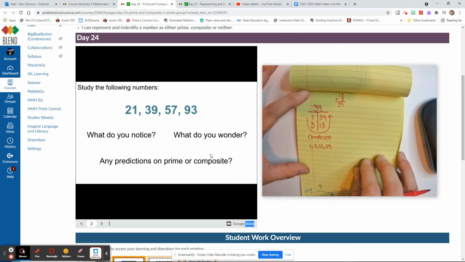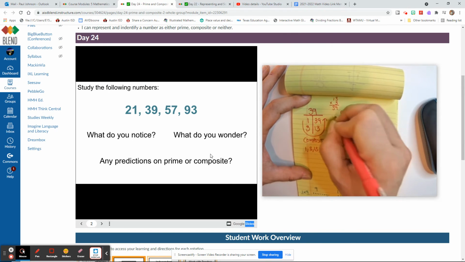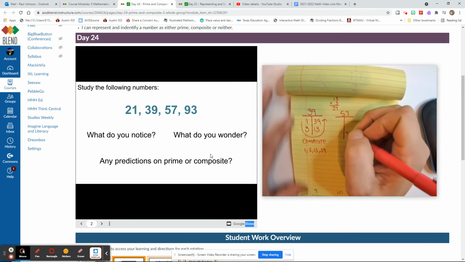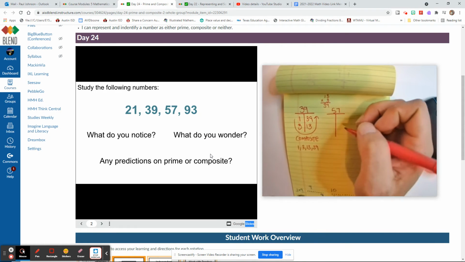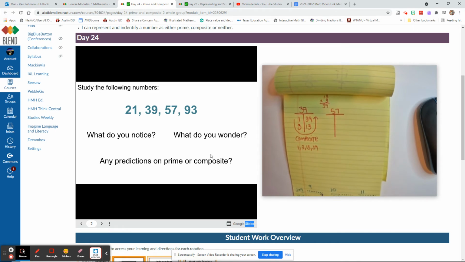All right, so we've worked through 21. 21 was composite. 39 is also composite. Now let's try 57. All right. This one is actually going to be a little tougher. All right. Because as odd as it may seem, 57 is indeed a composite number.